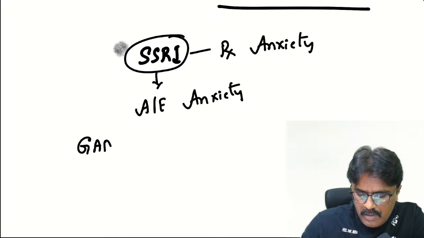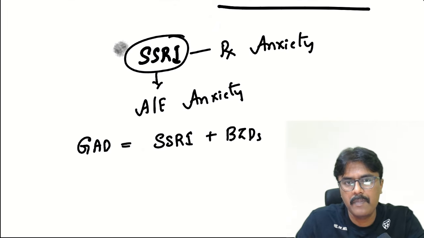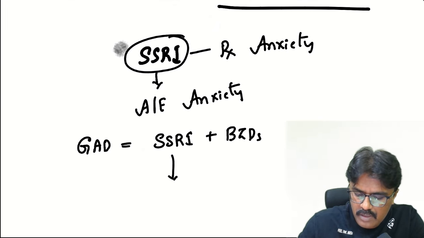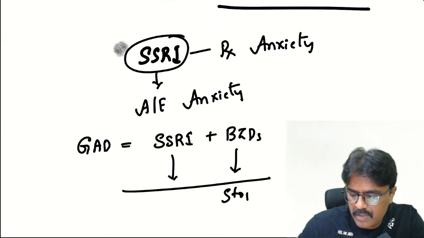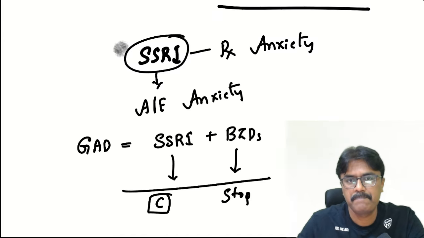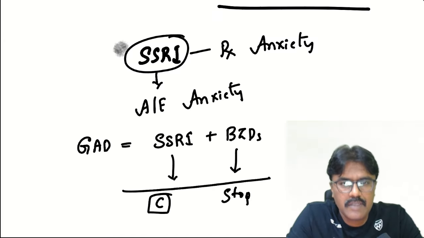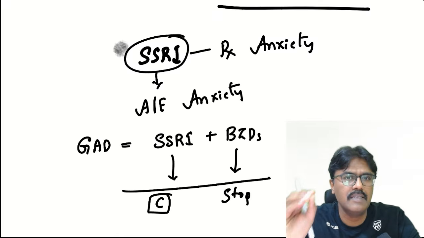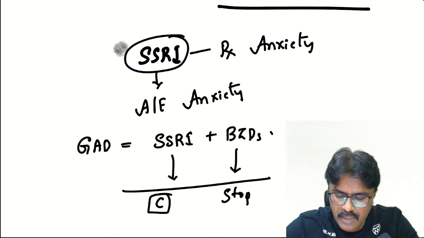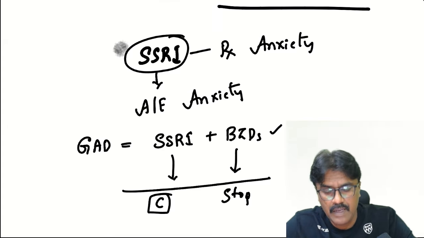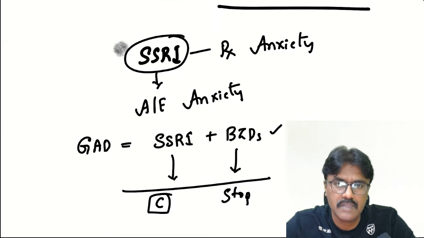Generalized anxiety disorder, we give SSRI with benzodiazepines. So we continue this for 3 months, and then after 3 months we stop this benzodiazepine and continue SSRIs. Now these SSRIs cause anxiety initially only, after that they don't cause. So initial days they cause anxiety, so I need to stop anxiety by adding benzodiazepines. And after 3 months we stop benzodiazepine and continue SSRIs. This is what the psychiatrist will do.